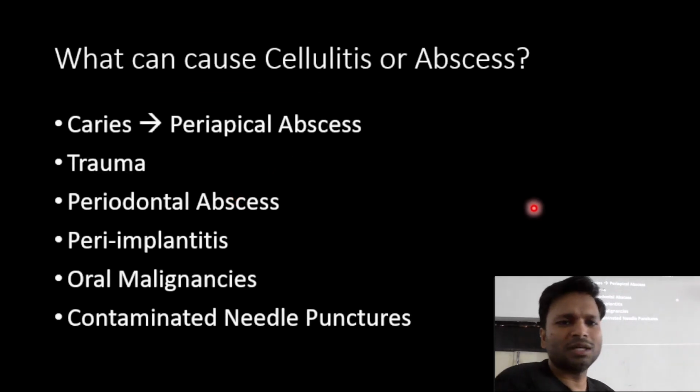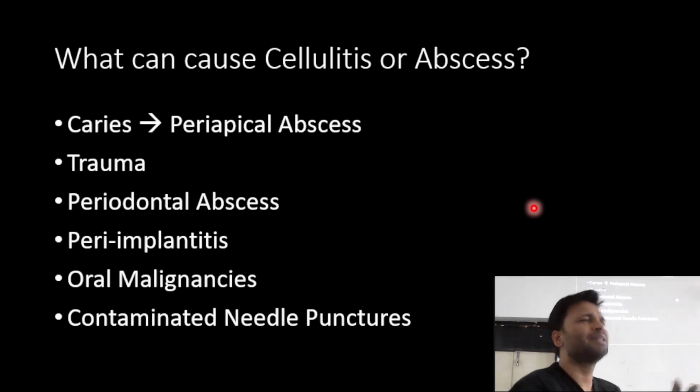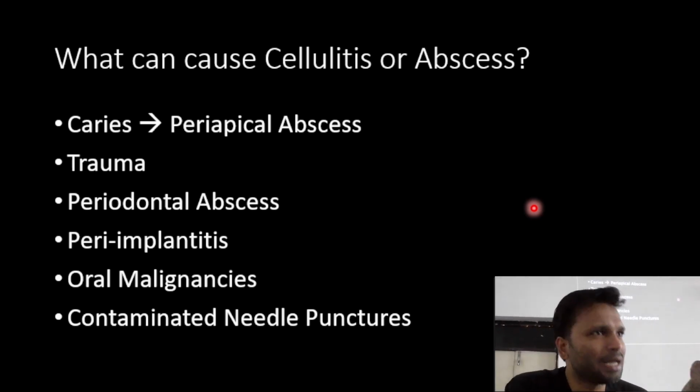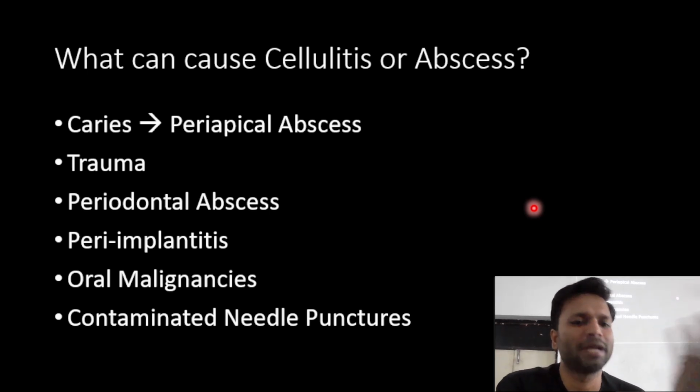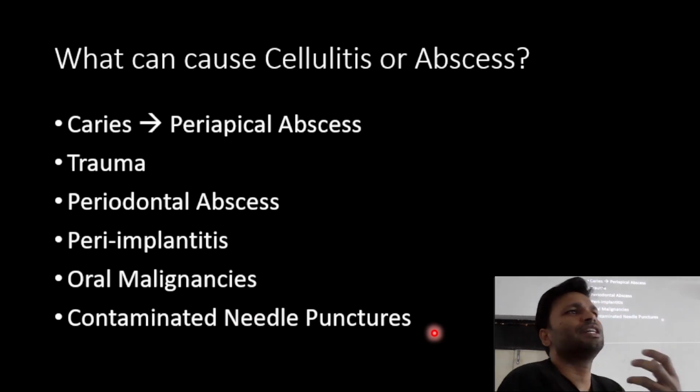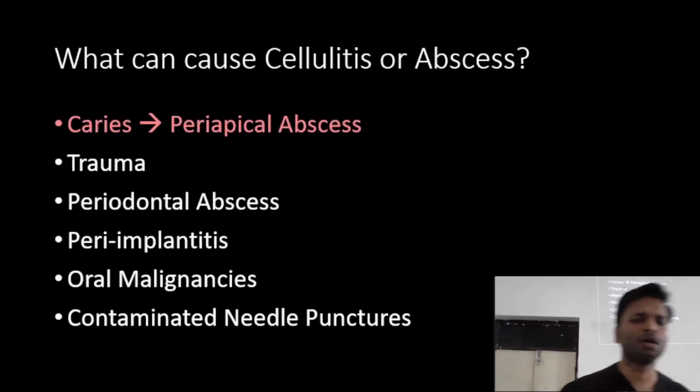So, what can cause the cellulitis or an abscess? Basically, what can cause a space infection? These are all the causes: periapical abscess, trauma, periodontal abscess, periimplantitis, malignancies, or injections, which nowadays is one of the least causative factors because nowadays we use disposable syringes. So I'm going to talk about this in detail.